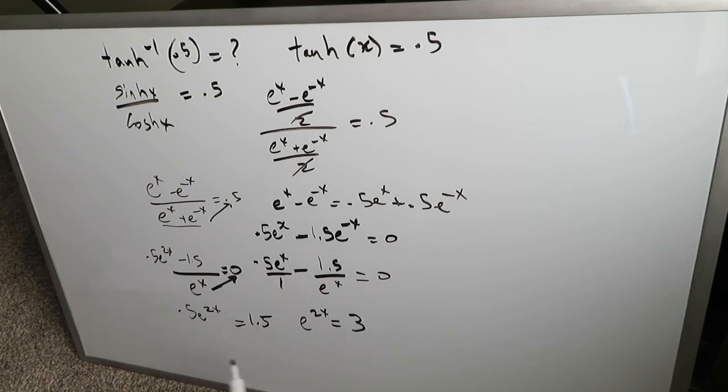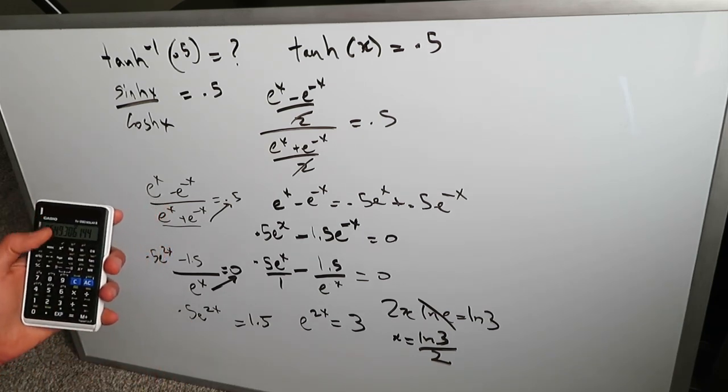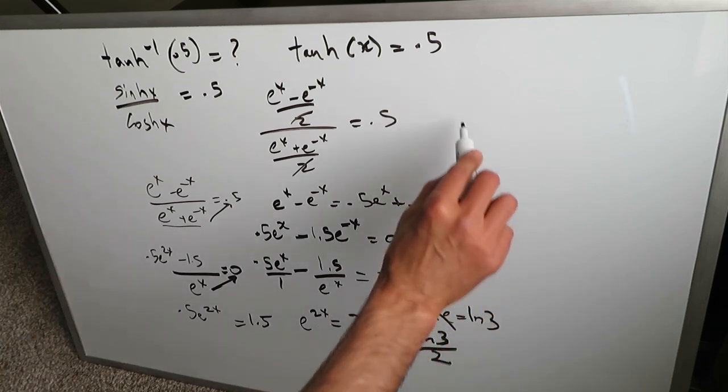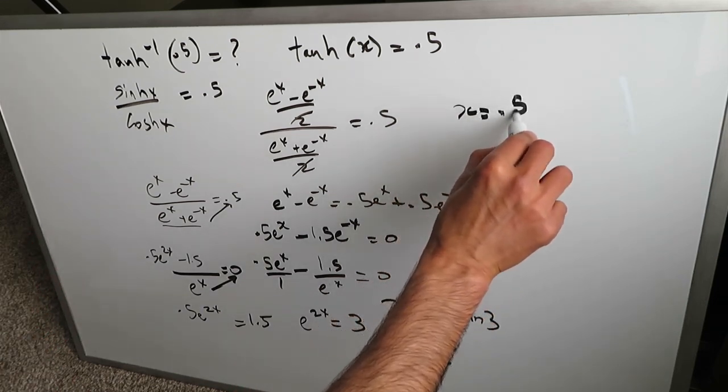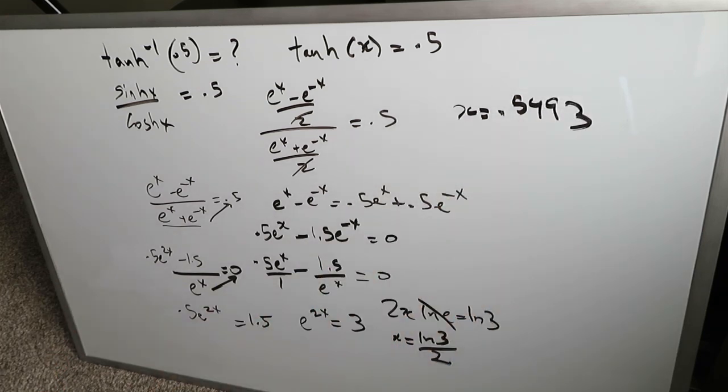Simple logarithm part over here. Get rid of the exponent. 2x natural log e is equal to natural log 3. This is a 1. x is equal to natural log 3 over 2. But we need to present an answer here. Let's do it. Natural log of 3 divided by 2, I get a 0.5. x is equal to 0.5493. We need to just check basically to see if our answer indeed is true.